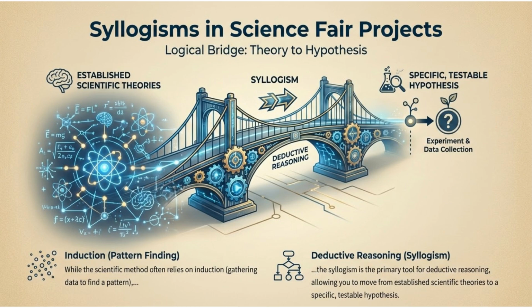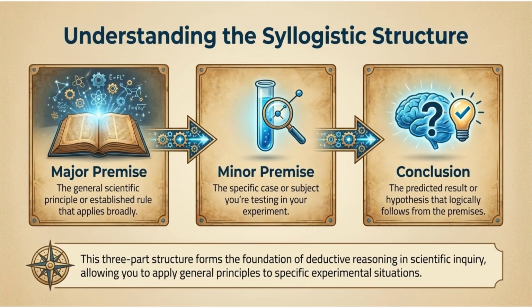This video will explore how to use syllogisms, a form of deductive reasoning, as a logical bridge in your science fair project. A syllogism allows you to move from established scientific theories to a specific, testable hypothesis. Understanding the syllogistic structure is crucial. It consists of three parts: a major premise, which is a general rule, a minor premise, which is the specific case you are testing, and a conclusion, which is your predicted result or hypothesis.